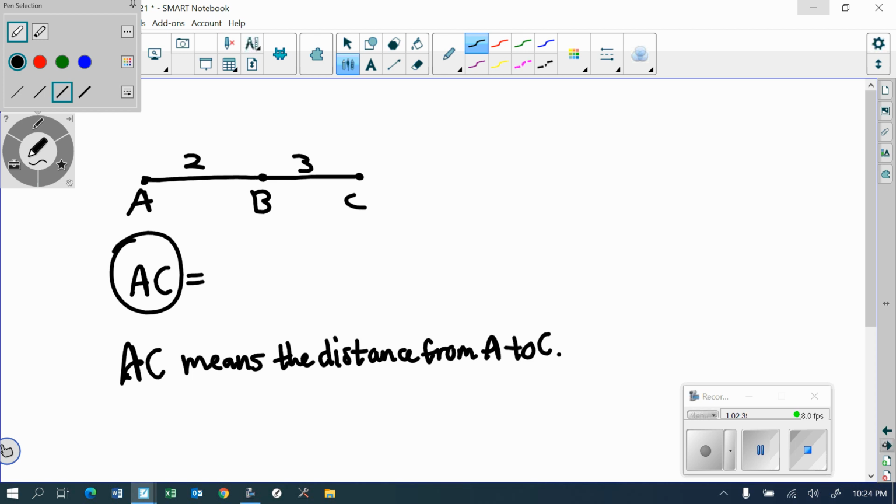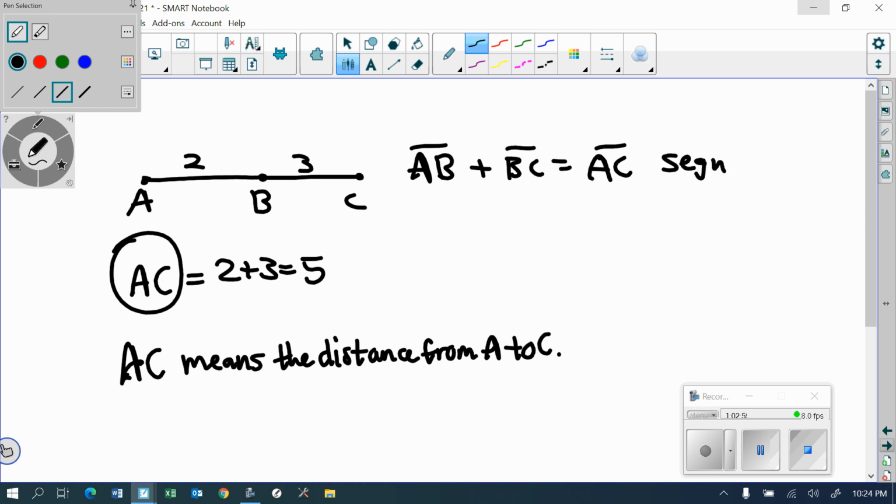All right, so from A to C would be 2 plus 3, which equals 5. So when I add 2 segments together, segment AB plus segment BC equals segment AC. That is called the segment addition postulate. And that should be common sense, and that's why it's called a postulate. Remember, it's something that doesn't need to be proven because it's common sense. I took 2 segments, AB and BC, and added them together.